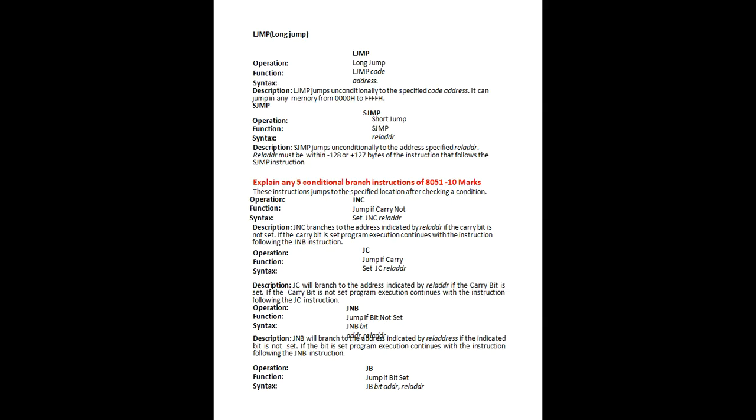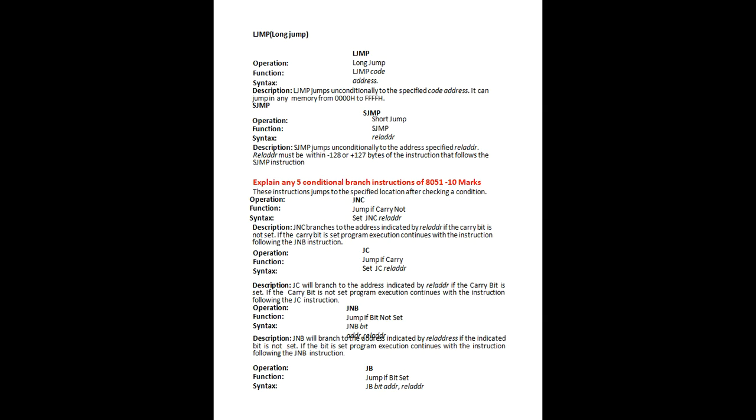LJMP is long jump, LJMP code, and I have given the instruction, and it can jump to any memory from 0000H to FFFFH. SJMP is short jump, the relative address must be within -128 to +127 bytes of the instruction that follows the SJMP instruction. Next, explain any 5 conditional branch instructions of 8051, 10 marks question. You have to explain at least 5 conditional branch instructions.